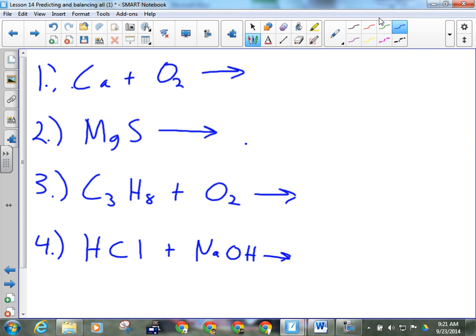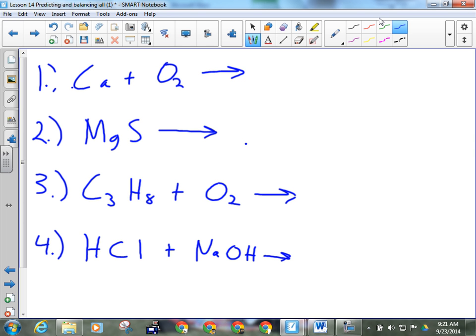All right, in a synthesis reaction, what are these 2 elements going to do? They're going to combine. They're going to form a compound. Now, if they're going to form a compound, I've got to look at what kind of compound they are going to form. Well, this is a metal, and this is a non-metal. So what kind of compound are they going to form? Ionic.